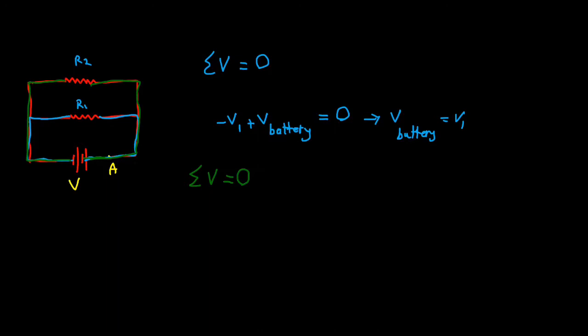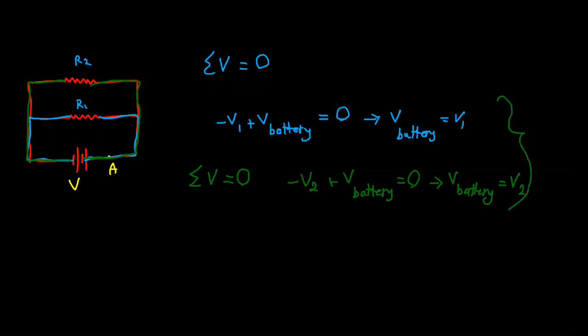So we have a voltage drop, so I write negative V2. And then after that, there are no other resistors, so it goes through the battery and it gains energy. So it means V battery minus V2 equals 0. As a result, V battery equals V2.